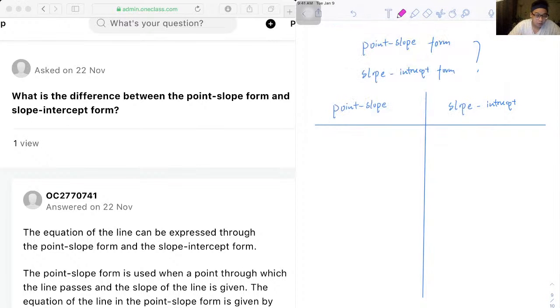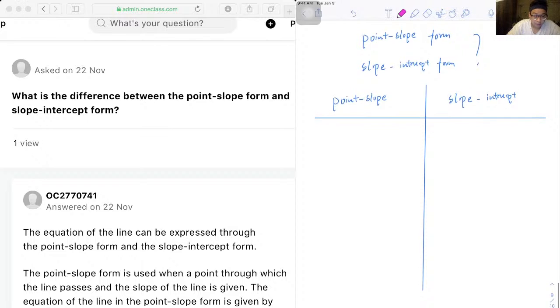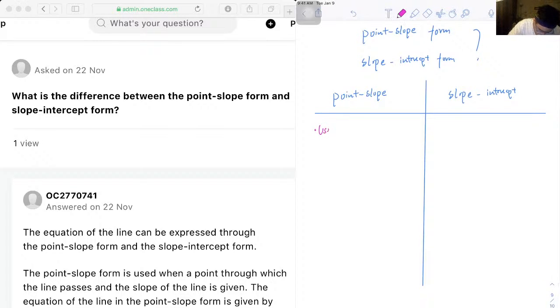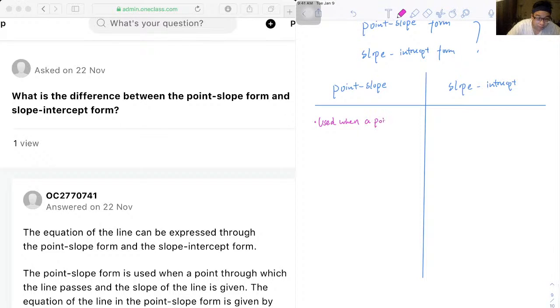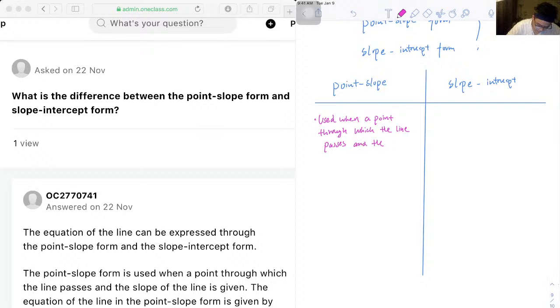In terms of point slope, it is used when a point through which the line passes and the slope of the line are given. Okay, so let's write the keywords down. Used when a point through which the line passes and the slope of the line is given.